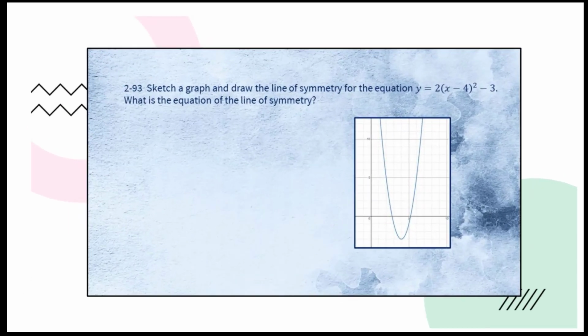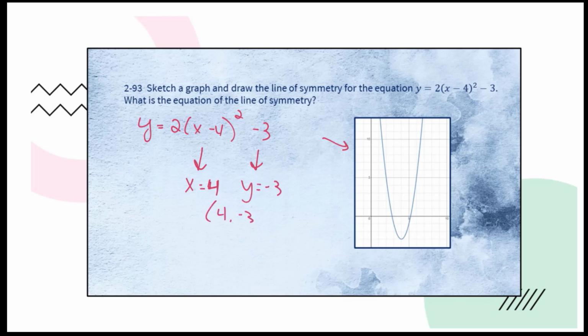Okay, on this problem, you have a graph, which I've done here by putting in a graph for you. But if you look at it, y equals 2 times x minus 4 squared minus 3 is in graphing form. So this determines our x. So our x is going to be 4. And our y is going to equal negative 3. That's our vertex. So our vertex is 4, -3. And you can see that right here, okay?